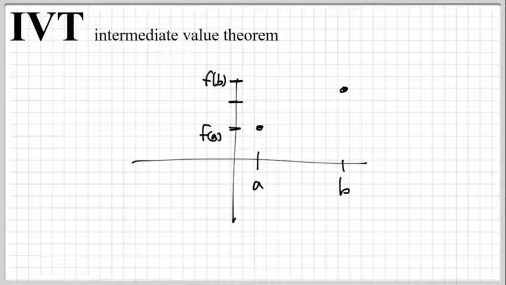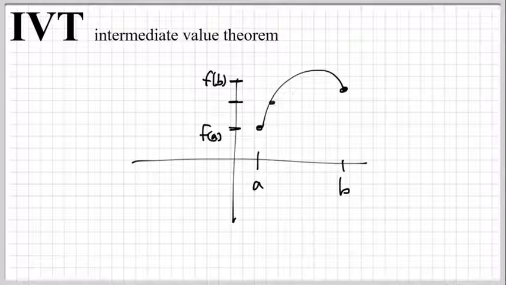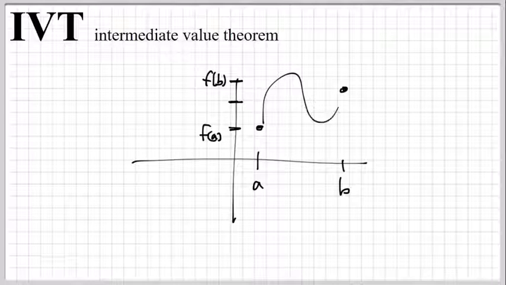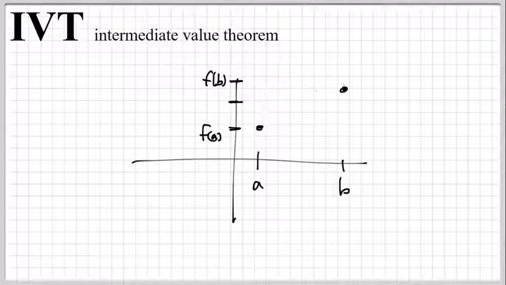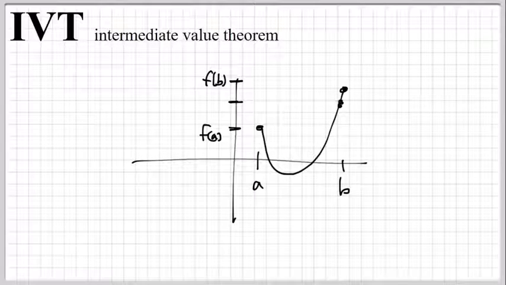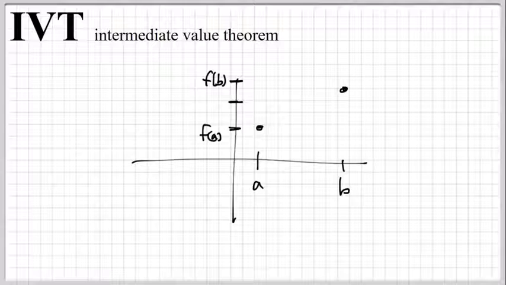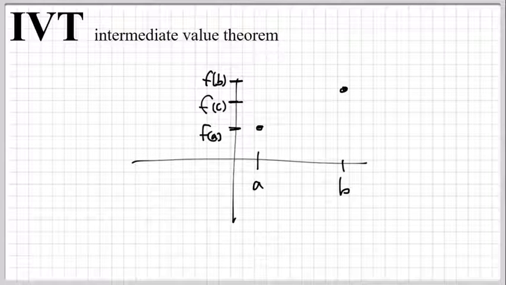Because the function is going to go like this, in which case it exists right there. Or it's going to go like this, in which case it exists right there, there, and there. Or it can go way down here and then up, but then it still exists right here. So no matter what, this value right here exists. We'll call this f of c. So there is a c somewhere between a and b that exists. That's what the intermediate value theorem says.